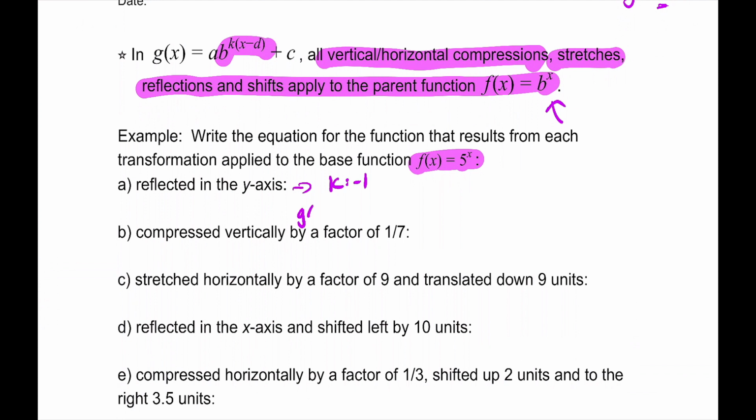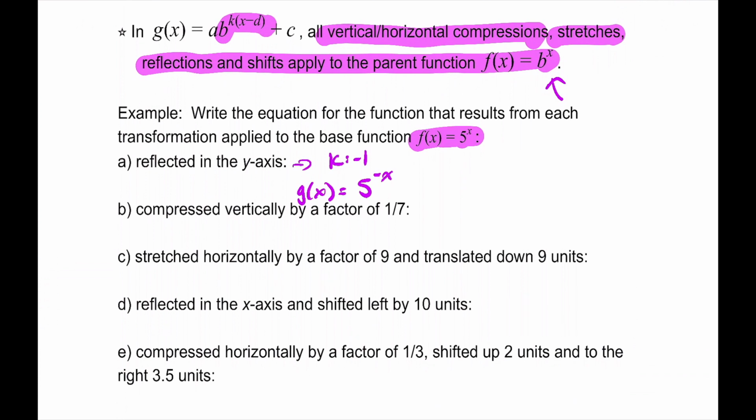So in this case, g of x is equal to 5 to the power of, so remember k is affecting x directly, and since x is the exponent, it's going to be 5 to the power of negative x. Here, it's compressed vertically by a factor of 1/7. So compressing vertically, that really affects my a. And since it's the a, the factor is the actual a value here. So if I have a factor of 1/7, and it doesn't say that it's vertically reflected or anything like that, so we're just going to leave it as a positive. So g of x here is going to be 1/7.